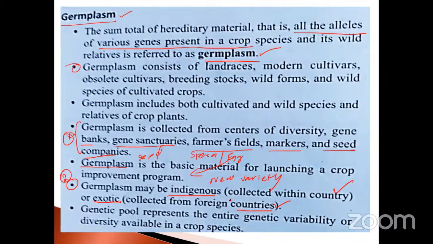Seeds or germs or sperm or egg, it is also called inbreeding. Inbreeding means same species within the country. Exotic species means from outside. The genetic pool represents the entire genetic variability or diversity available. Availability is also very, very important. These are all called germplasm, my dear students. This is very, very important. Germplasm must be a question.